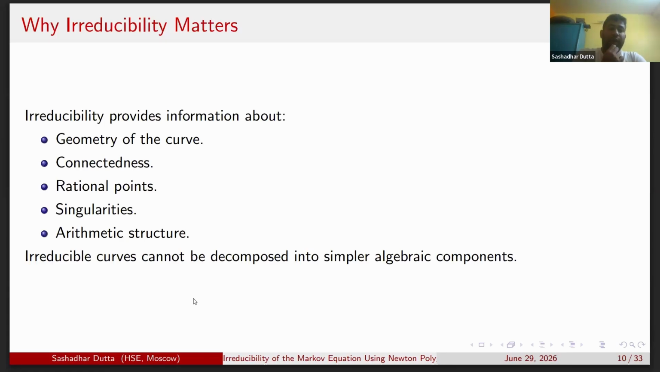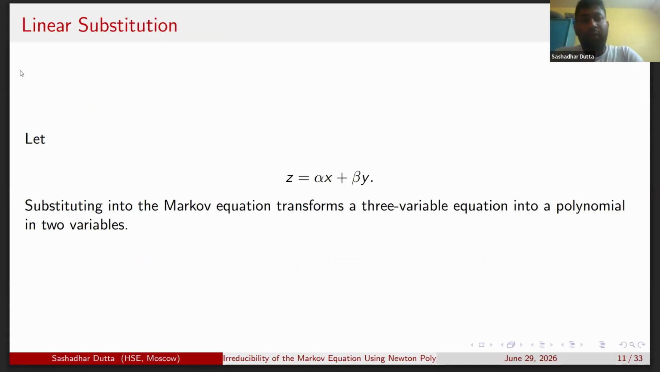Now why does this irreducibility matter? We need to find the geometry of the curve and some connectedness. I mean, how we can find other solutions there, also some rational points, and so on. That's why. Now, a few days ago, I was thinking about this.